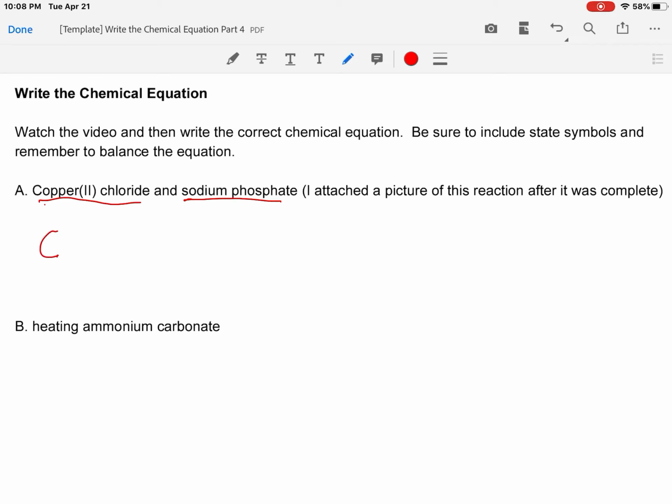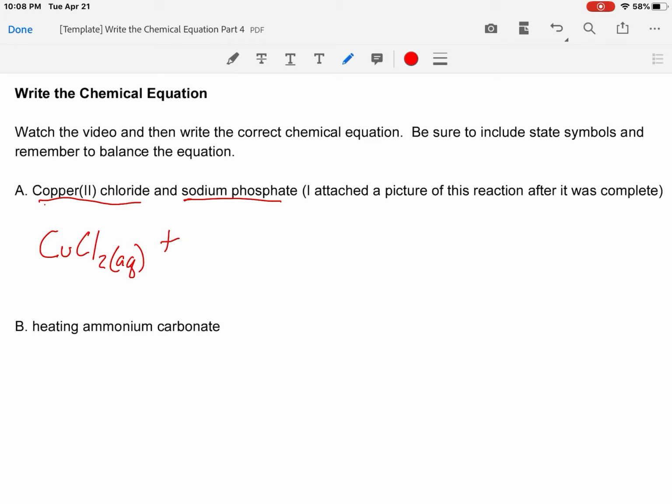So copper 2 chloride, of course, the Roman numeral 2 means copper with a +2 charge. Chloride is a -1, and so our formula for copper 2 chloride is going to be CuCl2. And as I said, that is a solution, so it's an AQ.